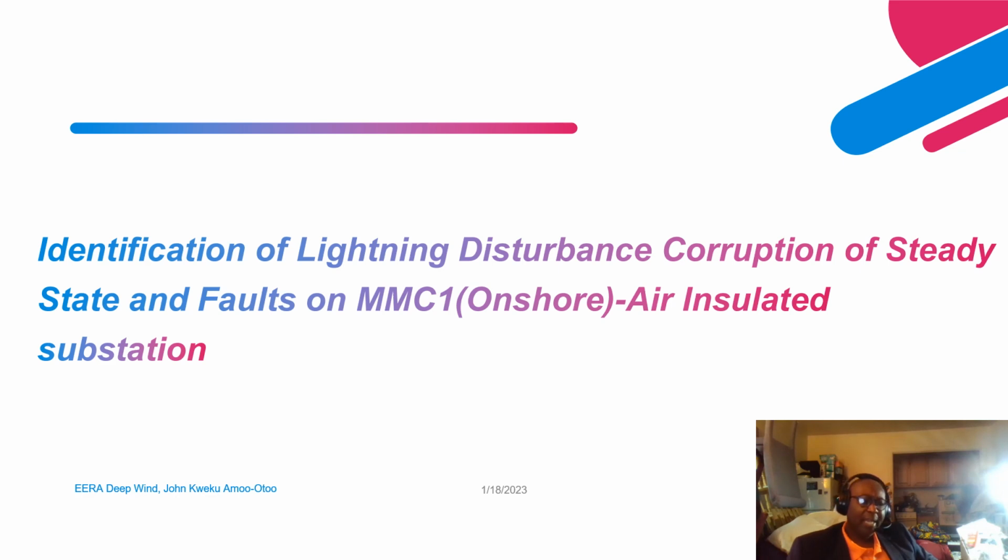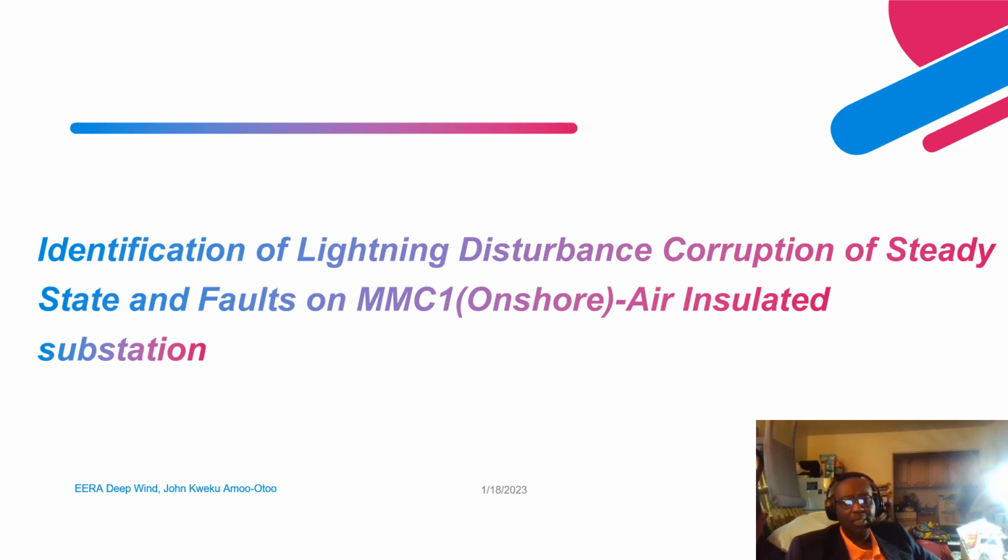Next is identification of a lightning disturbance. As you know, the onshore MMC is located in an air-insulated substation, so it is going to be prone to lightning and switching disturbance. So lightning disturbance, where do we get it from? Sometimes studies are performed before the substation is built to determine the historical lightning disturbance. There's also something they call background operating noise.